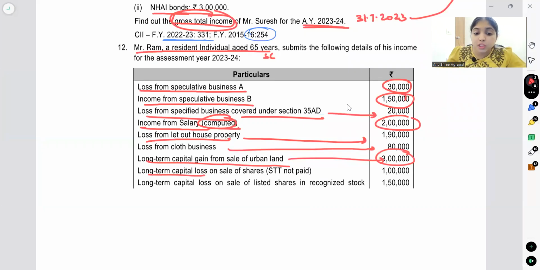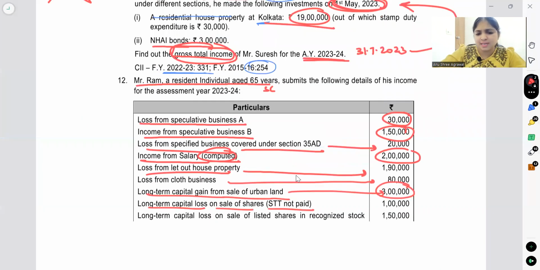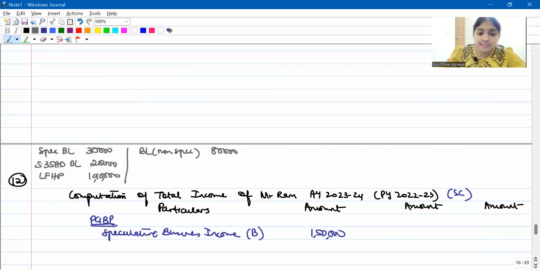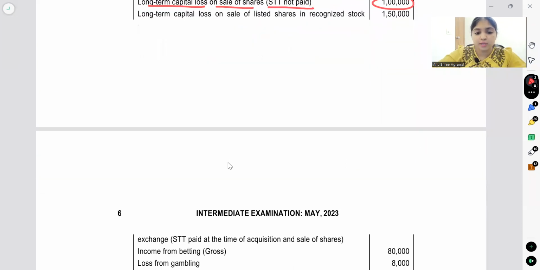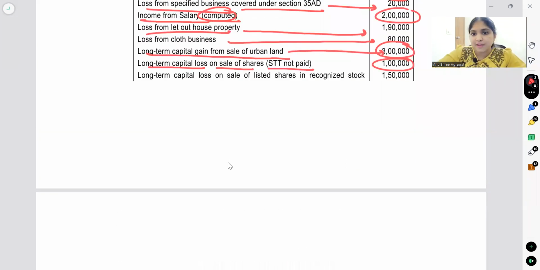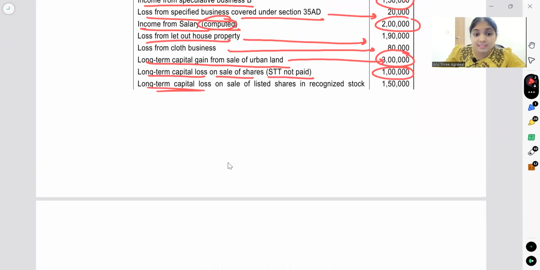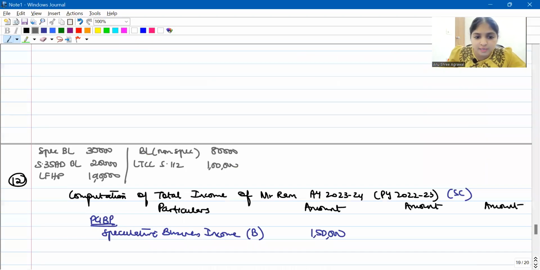Then long-term capital loss, sale of shares, STT not paid. So what kind of LTCL is this? STT is not paid. This is section 112 LTCL. How much? 1 lakh. Then what else? We have another long-term capital loss, sale of listed shares in recognized stock exchange. STT paid at the time of acquisition and transfer. So what kind of LTCL is this? 112A LTCL, 1,50,000.